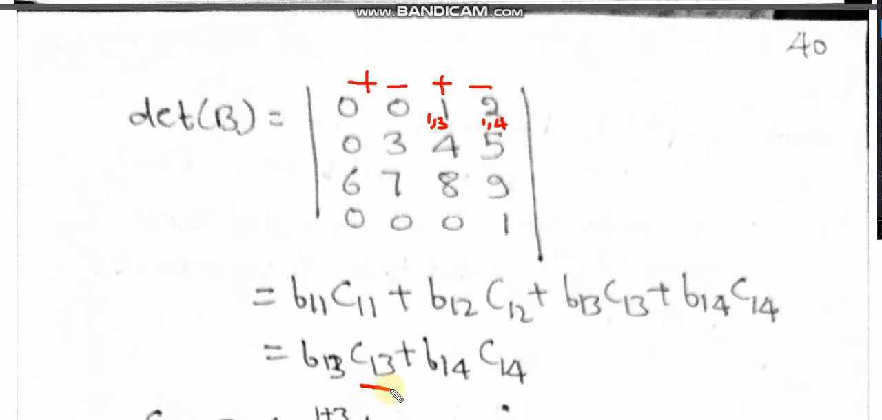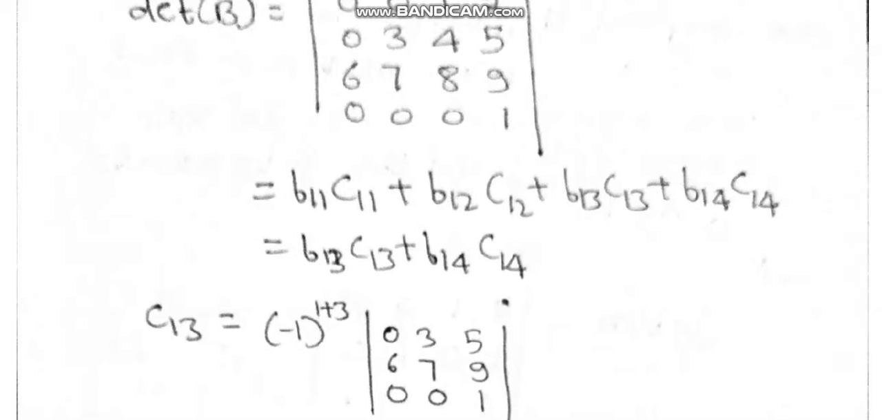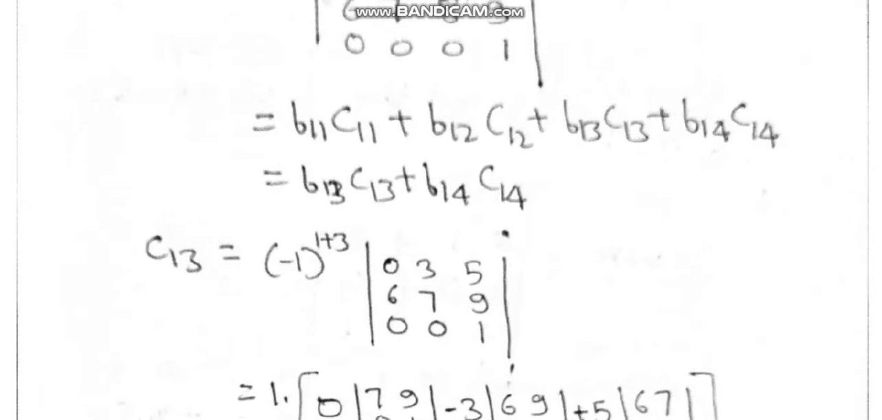So what will be C13? For C13, leaving this row and this column, we have 0, 3, 5, 6, 7, 9, 0, 0, 1 as the minor for B13, correct? So you have here the same values I have written: 0, 3, 5, 6, 7, 9 and 0, 0, 1.